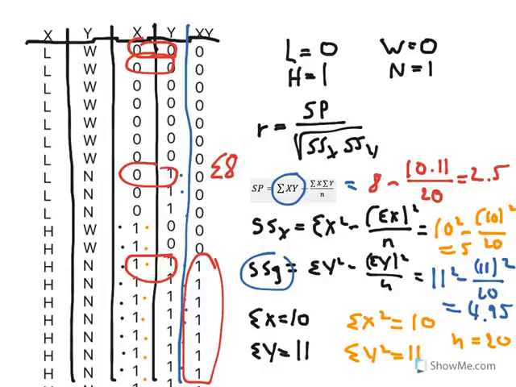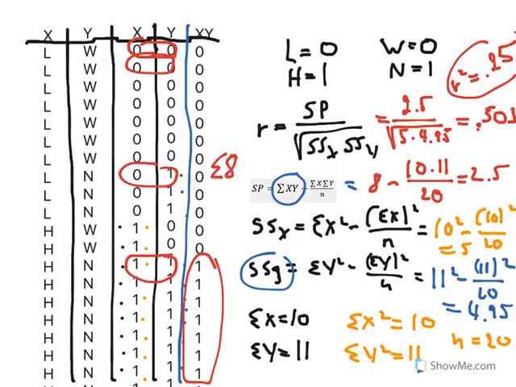Now we just plug it in. We get 2.5 for SP. Now we just plug that in over the square root of 5 times 4.95. And that equals 0.503. Our R squared then is 0.25. So 25% of the variance in participation can be explained by intelligence level.